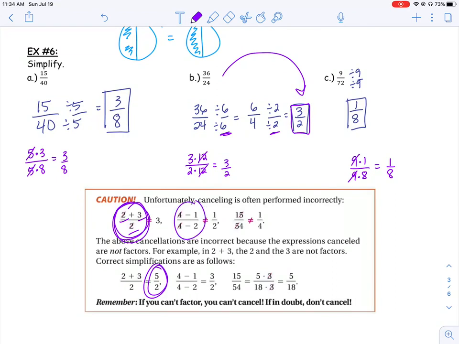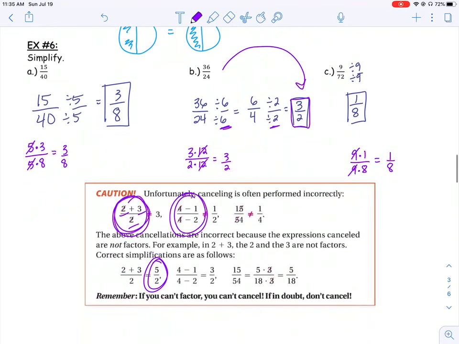Same idea with this second one. 4 minus 1 over 4 minus 2. Those 4's cannot be reduced. Because there's a plus or minus sign connecting those two terms, you cannot reduce them. You can only do it if it's multiplication. Really, 4 minus 1 is 3, and 4 minus 2 is 2. 3/2 we know cannot be reduced.